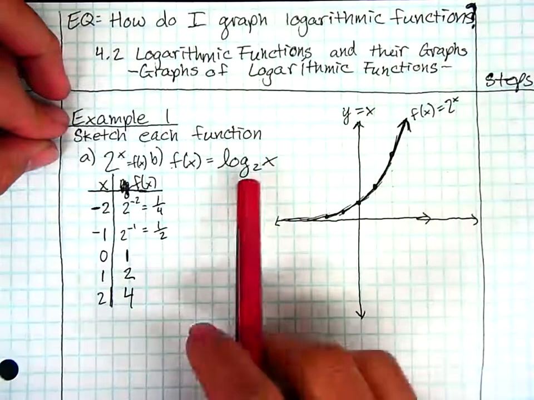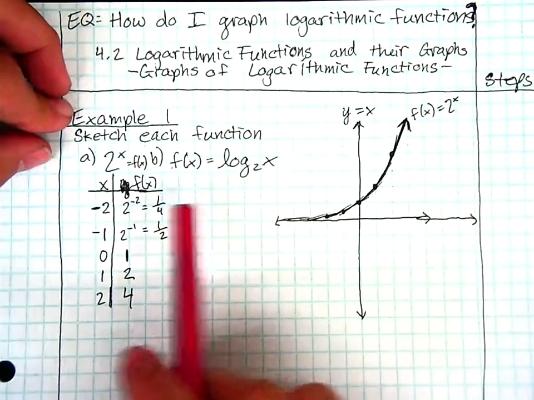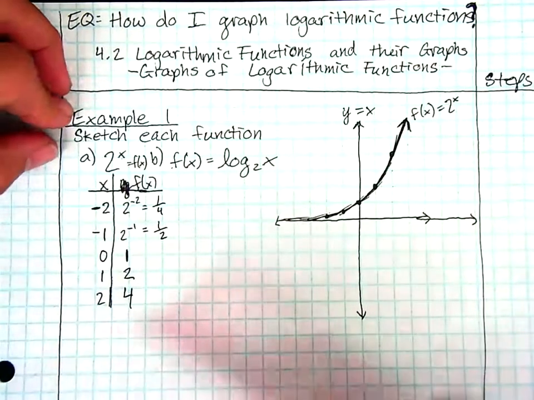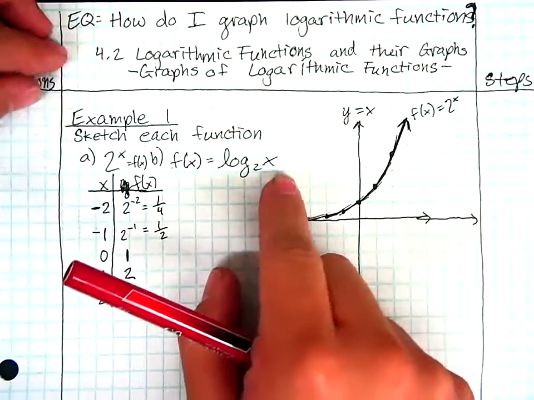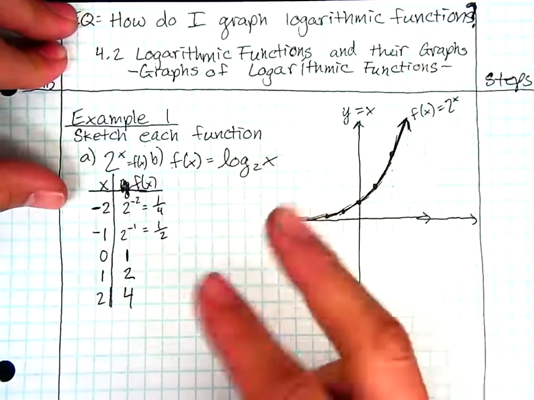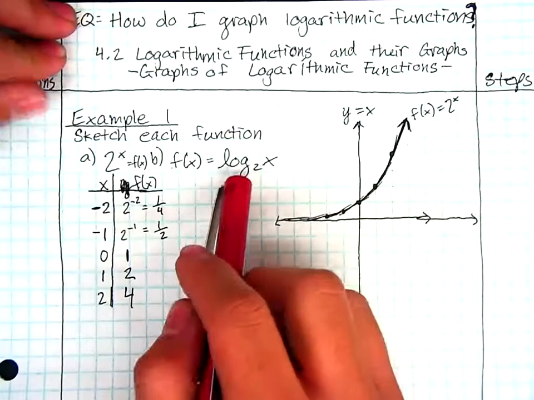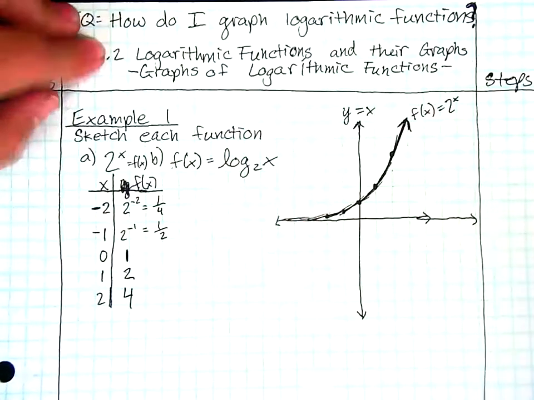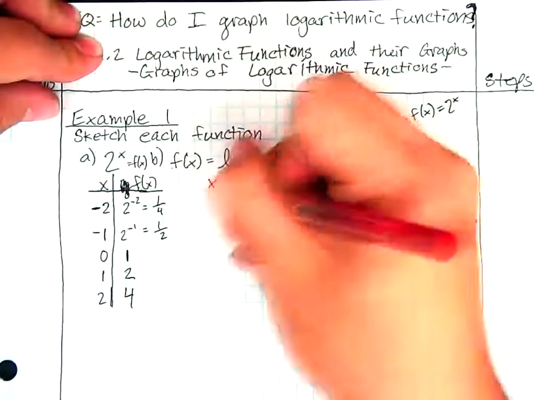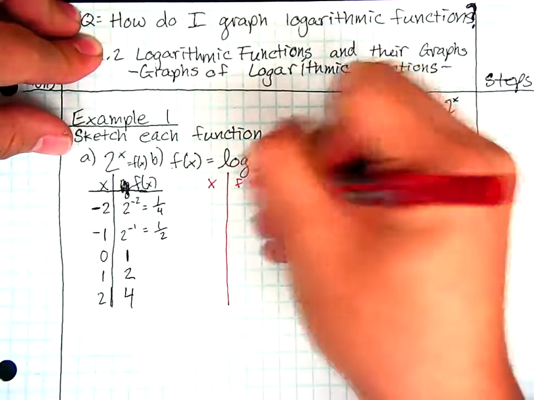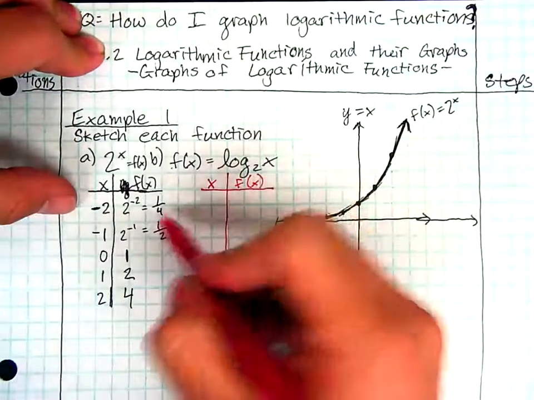Okay, now in order to do the logarithmic function with base 2, all I actually have to do is switch my x and y values. So if I have 2 to the x and then log base 2 of x, it's just the reverse or inverse of each other. So if this was 3 to the x, log base 3 of x would be the inverse. Okay, so I'm going to go ahead and make the table.